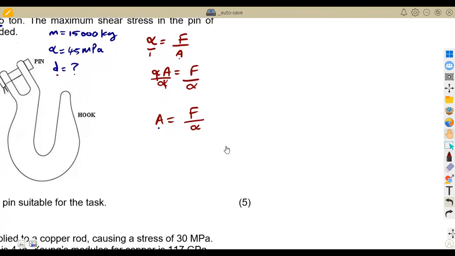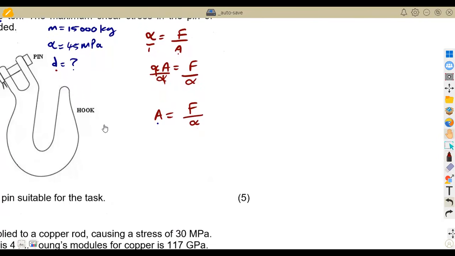So our area, from the information that we are given, we do not have the force, but we've got the mass. Remember, I talked about this in the previous question, that the force is equivalent to mass times the gravitational acceleration, which is the weight actually that we are talking about in this case. So in place of this, we're going to substitute mass times gravitational acceleration. So our area is going to be the mass of 15,000 times the gravitational acceleration of 9.8. We now have the force that is required over the maximum stress of 45 megapascal.